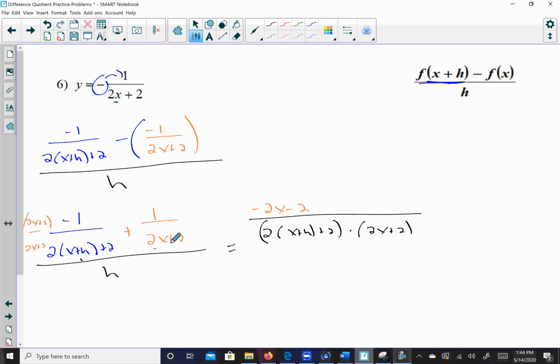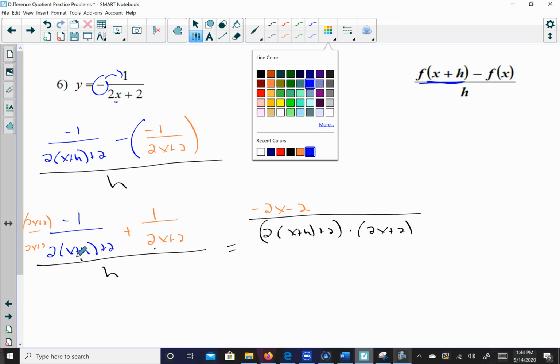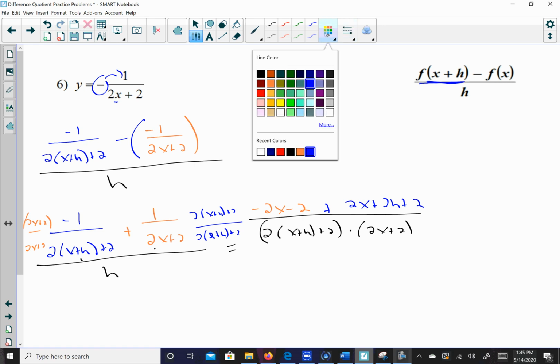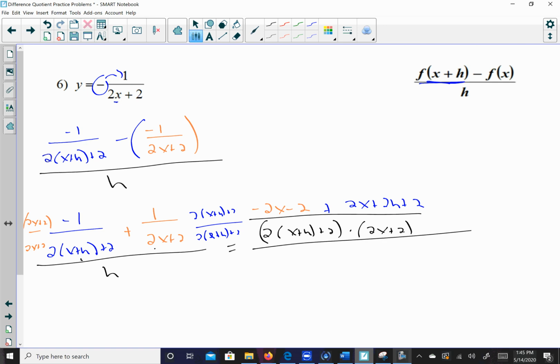To have this fraction have the common denominator, I'm going to have to multiply the denominator by this 2 times (x plus h plus 2). And then I'm going to have to multiply the numerator by that as well, x plus h plus 2. So when I do that, I'm going to have plus, I'm going to go ahead and distribute the 2 now. 2x plus 2h plus 2. And then this whole thing is over h. Again, worrying about that later. Just writing it so I don't forget.